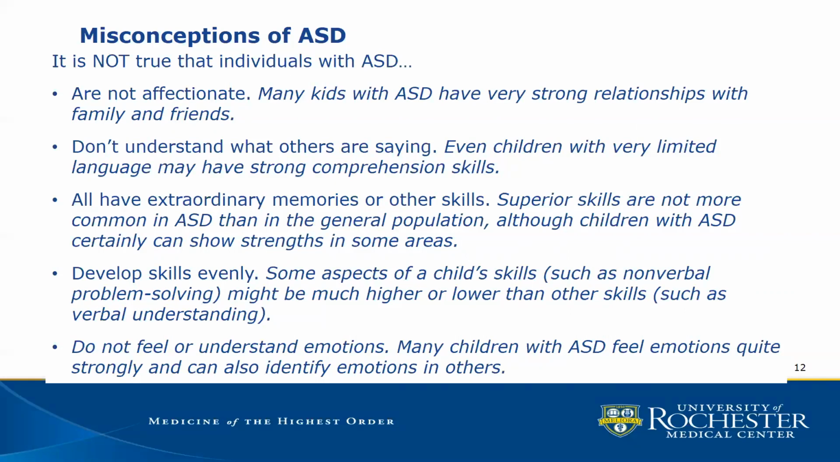Many, many individuals and kids with autism have strong relationships with family and friends. That's more common than not having any affection. It's not true that they don't understand what others are saying. Throughout their development, their receptive communication for some individuals may lag behind their peers, but overall, all individuals with autism develop communication skills. They might not be traditional verbal skills, they can vary hugely, but they're all developing ways to understand the world around them.